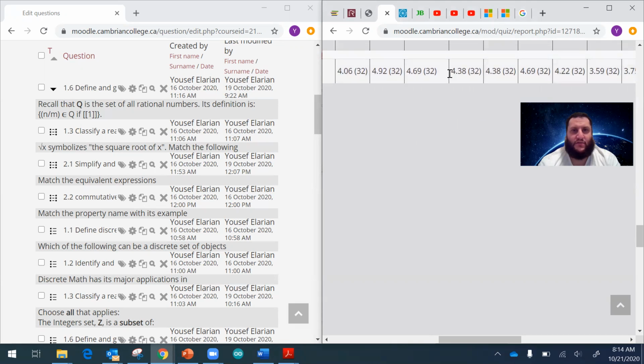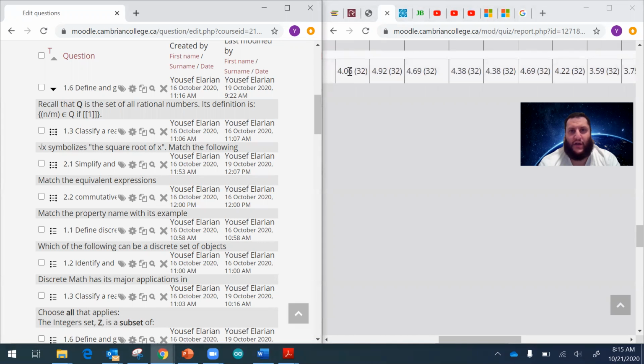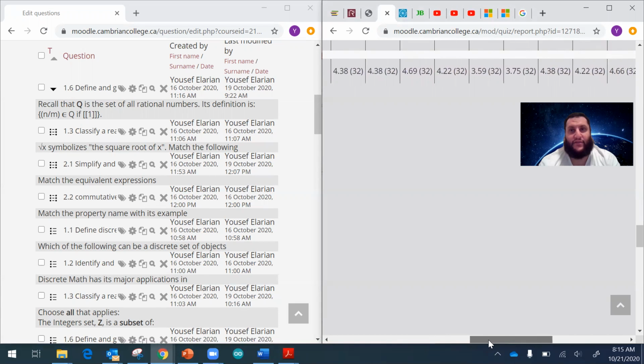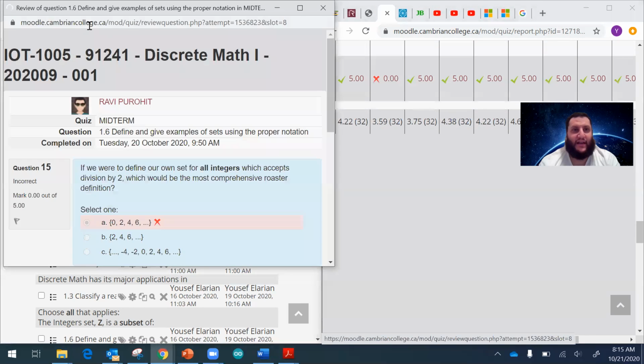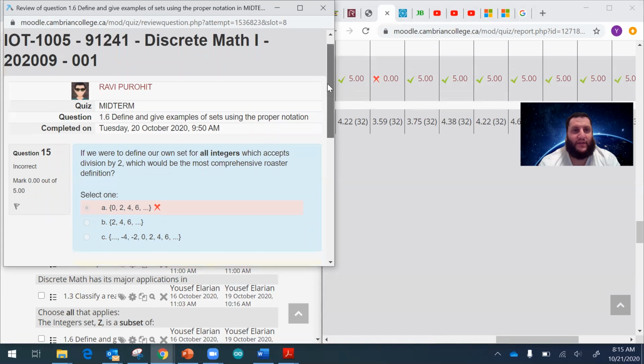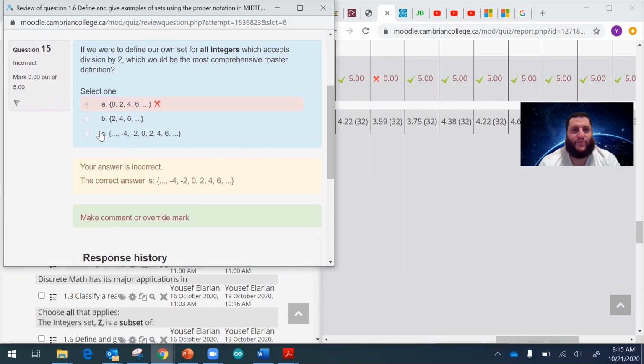Let's look at the special ones at least. Let's look at the first question. Recall that Q, the one that is saying that it's not 0, we have 4 out of 5, which is a good average. Now let's look at the 3 average questions. Yeah, this is one of them. Okay, excuse me, I'll open the answer of the student to make it easy. Sorry for that. The most comprehensive way of defining these would be from minus infinity to positive infinity.